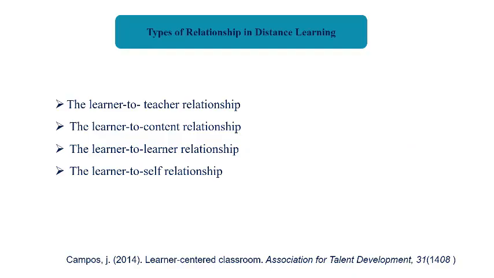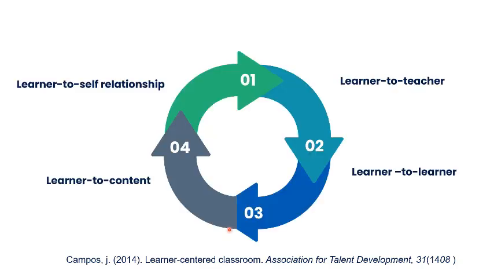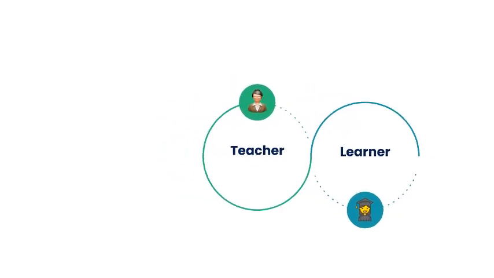Now let's move to learn about the types of relationships in distance education. These four relationships are based on the student-centered learning relationship. The four types of relationship are the learner-to-teacher relationships, learner-to-learner relationships, learner-to-self relationships, and learner-to-content relationships. In the student-centered classroom, the teacher is still the source of the content.